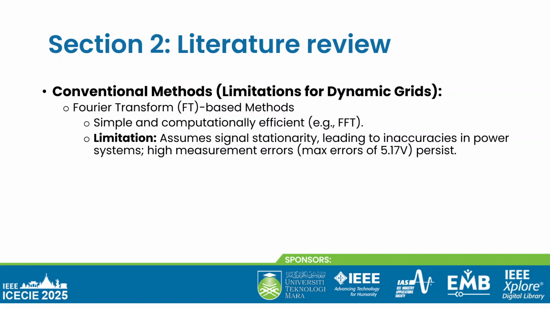In a real power system, harmonics appear for only a few cycles. The inverter switching creates some bursts, and grid currents fluctuate a lot with load changes. So if the signal changes inside the FFT window, it will smear the energy across multiple frequencies, leading to wrong frequency estimation, harmonic leakage, and high measurement errors. Some studies show that the maximum error can reach 5.7 volts, which is unacceptable for inverter control.